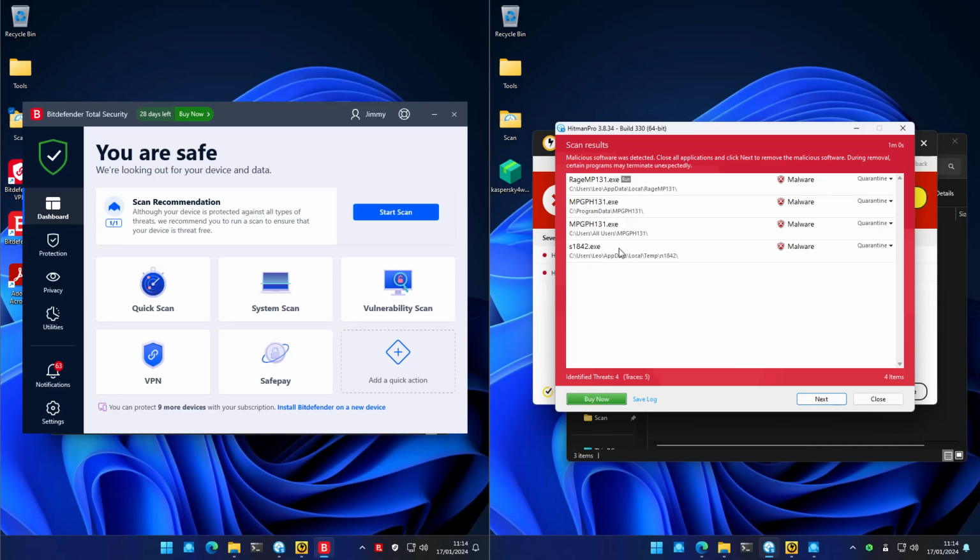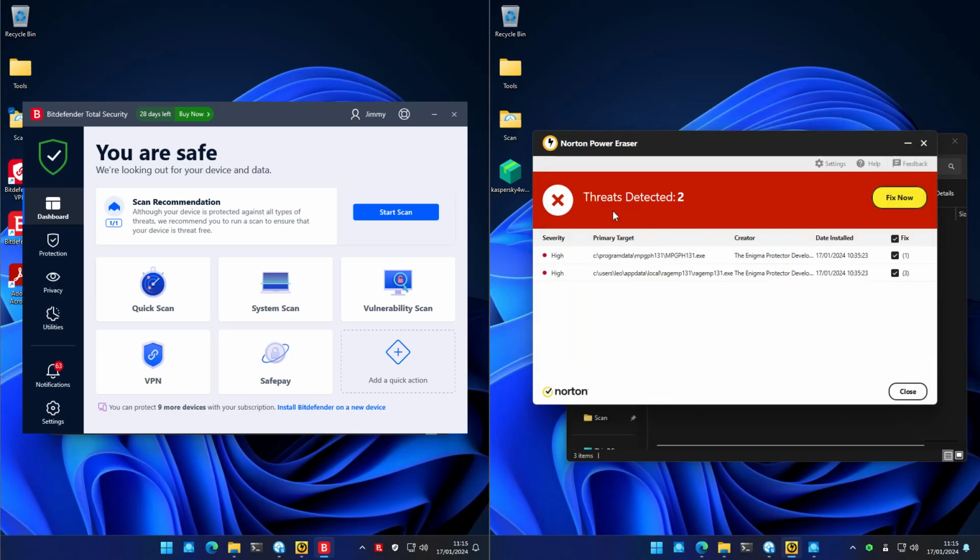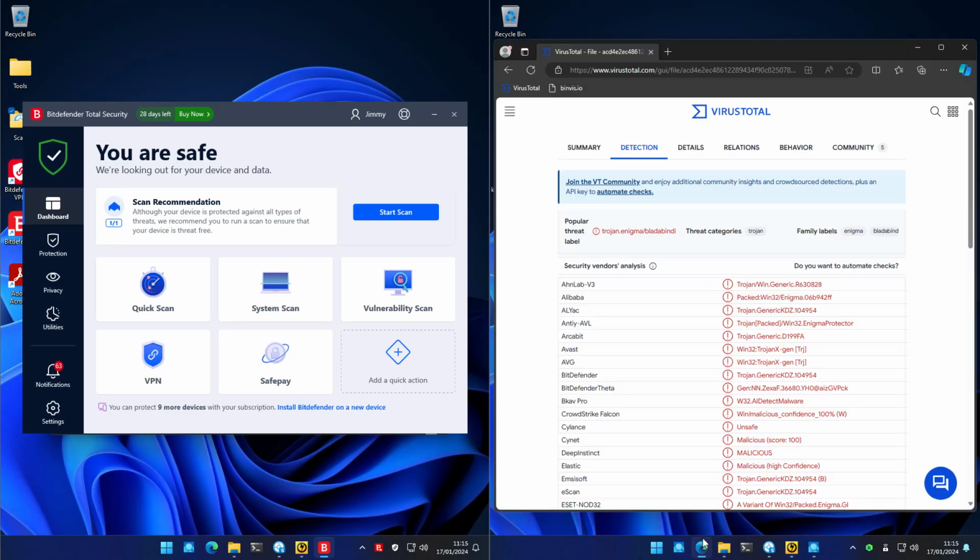We only have one detection in the temp folder, but we have three other detections, one of which is running on the system. So we decided to investigate this particular sample because it was also detected by Norton Power Eraser. Both of these seem to be related, and they seem to be part of an Enigma Protector application. And we did a scan on VirusTotal, and it's got quite a few detections.